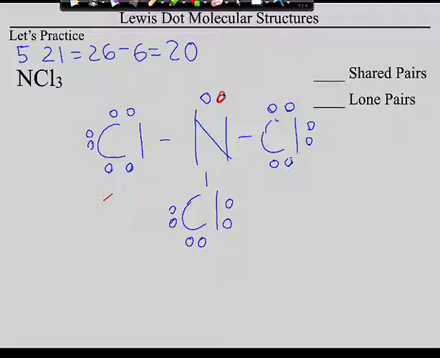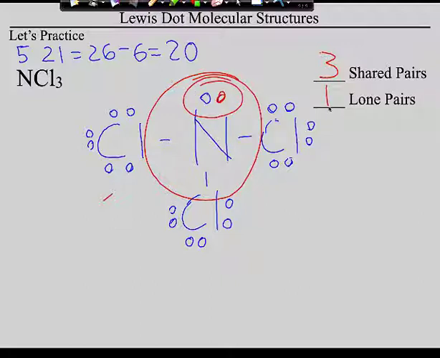Okay, so now we need to identify shared and lone pairs. And guys, we are only going to do this for the central atom. So how many shared pairs of electrons are on that nitrogen? 1, 2, 3. So there are 3 shared pairs of electrons. How many lone pairs of electrons? Just 1. So that would be 3 shared and 1 lone pair. And guys, notice we only do that for the central atom. You guys good? Questions? You sure? All right.